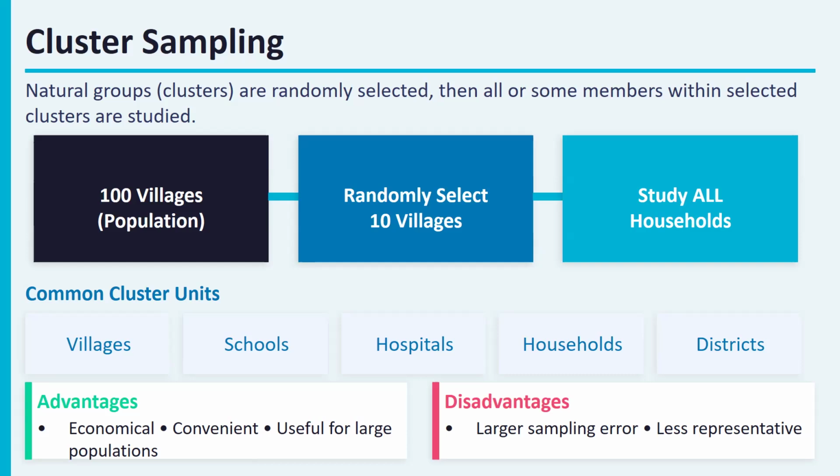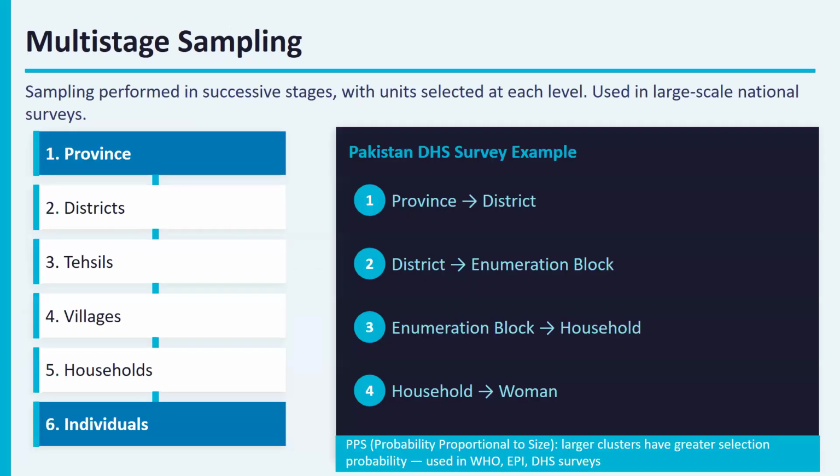Advantages are that this is economical, convenient, and useful for large populations. But the disadvantages are there is large sampling error and it is less representative. Then we have multi-stage sampling, which is sampling performed in successive stages with units selected at each level, used in large scale national surveys.